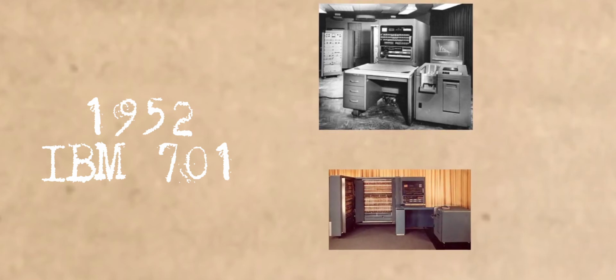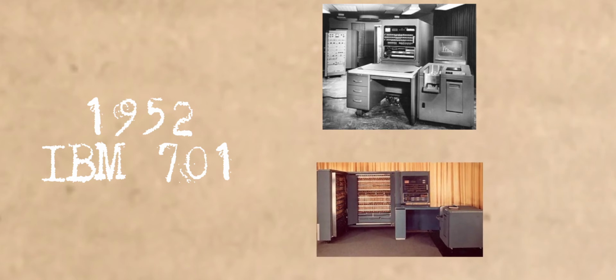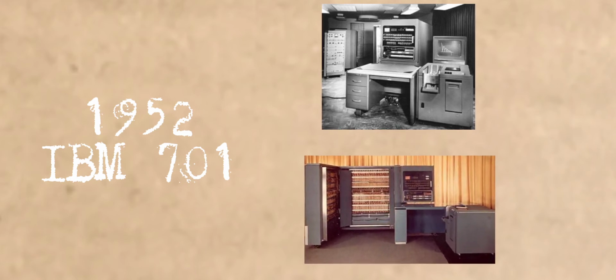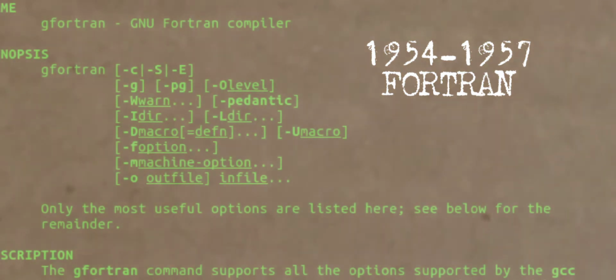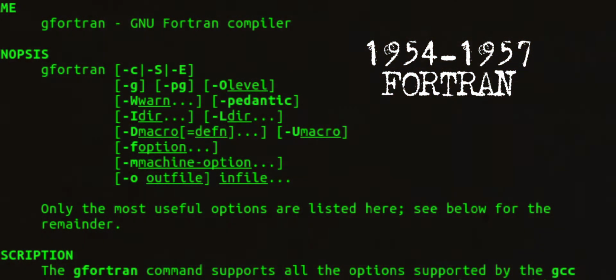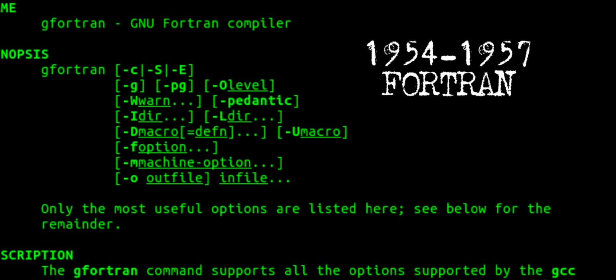It was IBM's first commercial scientific computer and its first series production mainframe computer, which was announced to the public on April 29, 1952. And from 1954 to 1957, Fortran was developed. So what is Fortran? It is a general-purpose, compiled imperative programming language that is especially suited to numeric computation and scientific computing.